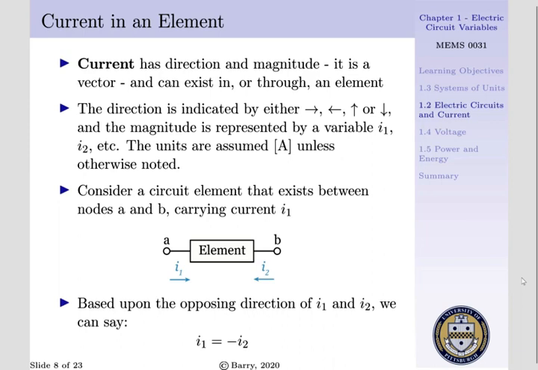We could define I2 going from node B to node A, where I2 would have the same magnitude as I1, but in opposite direction. Based upon the opposing direction of I1 and I2, you could say I1 is equal to minus I2, or I2 is equal to minus I1.